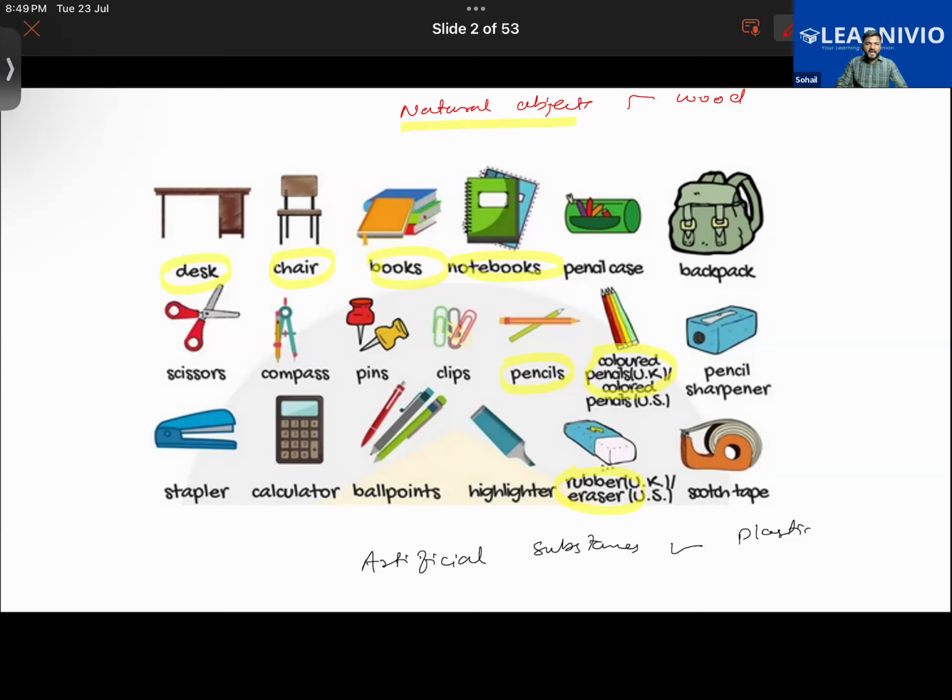So here we have been able to classify them, separating the different objects based on the materials they were made up of. We had used some criteria here, and based on that criteria, we were able to group them. Furthermore, we'll be able to group them in other ways also, right?